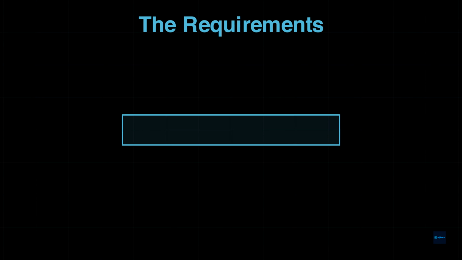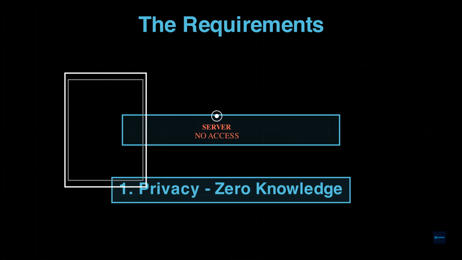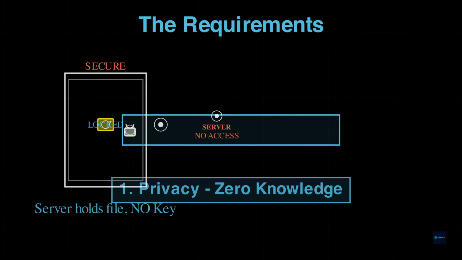Today we are designing WhatsApp's View Once feature. Before we write any code, we need to agree on the rules. First, privacy. We need a system where the server acts like a storage locker, but it doesn't have the key. We call this zero knowledge. The server holds your file, but it cannot see what is inside it.